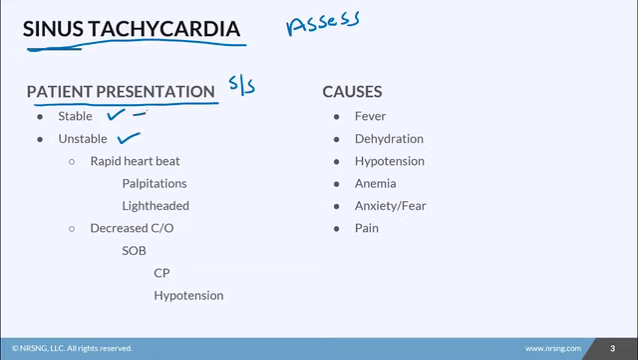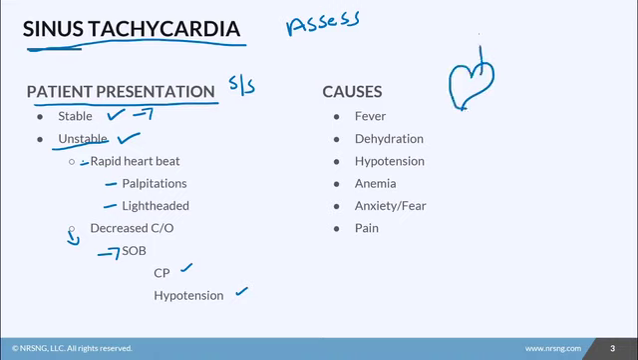Sometimes patients who are stable and are tachycardic may still have some signs and symptoms. However, if they are unstable, they will report having a rapid heartbeat, palpitations, and lightheadedness. They will also have a decreased cardiac output, which will cause them to have shortness of breath, chest pain, and hypotension. So let's look at our heart.